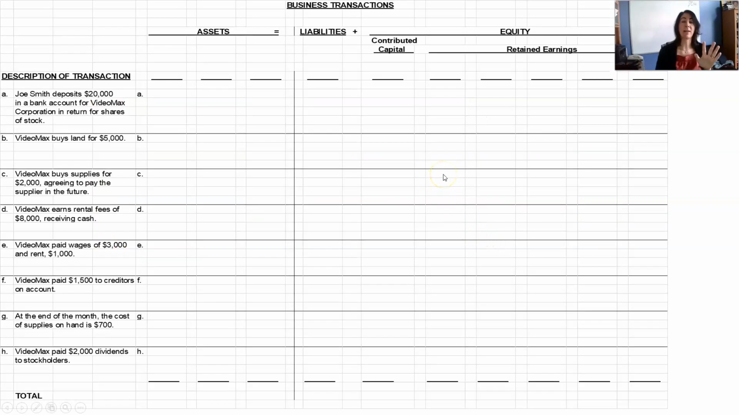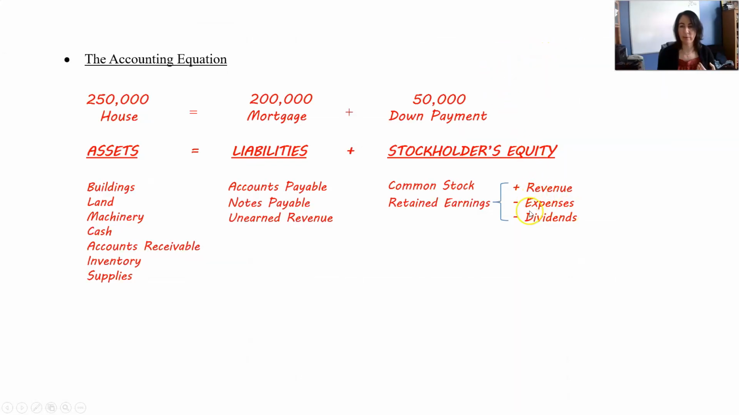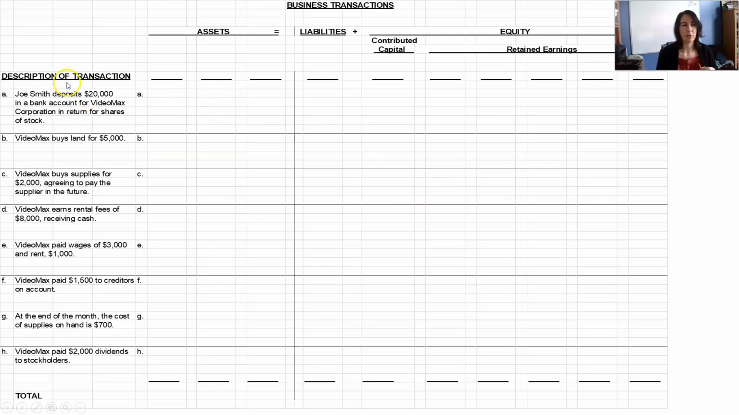Now this is a lot to look at, I know. But I feel like you need this in order to get through some of the homework problems and have a better understanding of how the accounting equation works. So what we have is it broken down into assets, liabilities, and equity. We've got the contributed capital as your common stock, and you've got your retained earnings categories here. Retained earnings categories are revenues, expenses, and dividends. Here's a bunch of transactions that happened, and we're going to look at them one by one and walk your way through them.